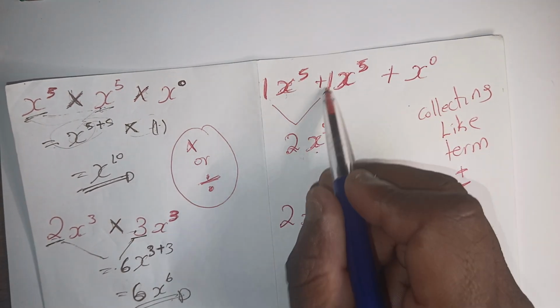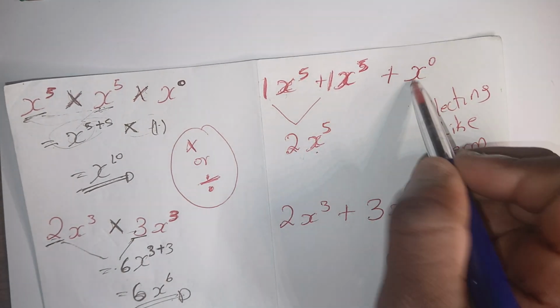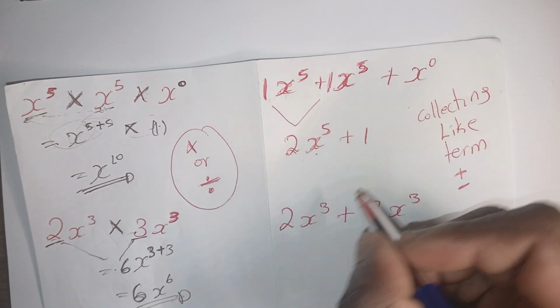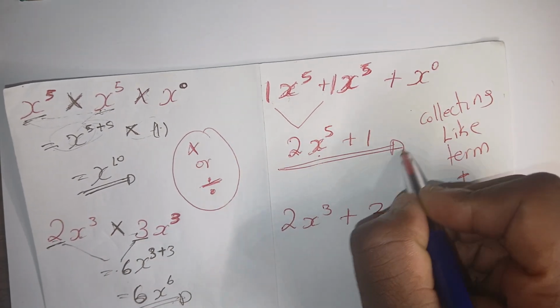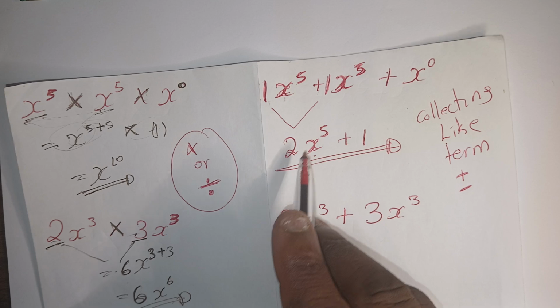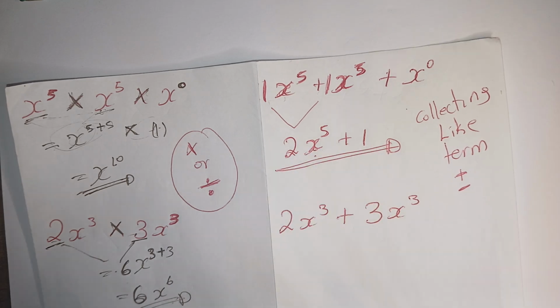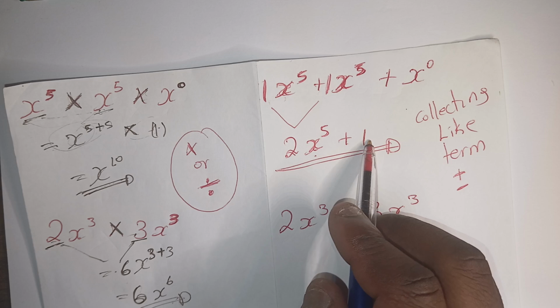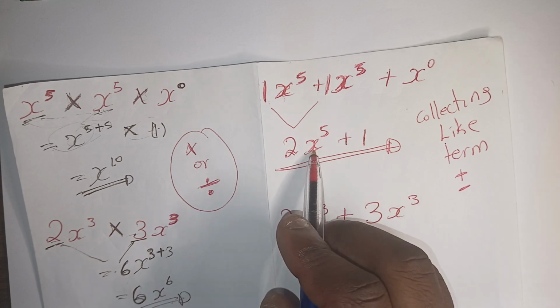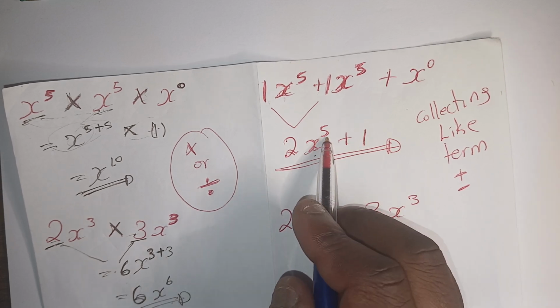You only take those numbers, you combine them. And that one, you know that one, it is 1. So this one is the final answer. Do you see? Because these two things, you cannot combine them. They are not like terms. This one doesn't have a base. This one has a base, which is x to the exponent 5.